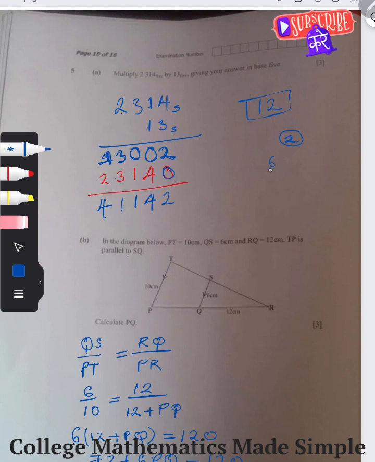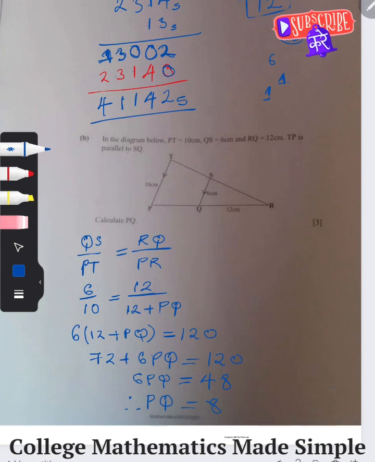Okay, it is 6, but how many 5s are in 6? It's 1, and the remainder is 1. So we write 1 and carry 1. Now 1 plus 2 is 3 plus 1, 4. So this is the sum of these numbers, which is the product of 2, 3, 1, 4 and 1, 3 in base 5. The next question is just about congruency.